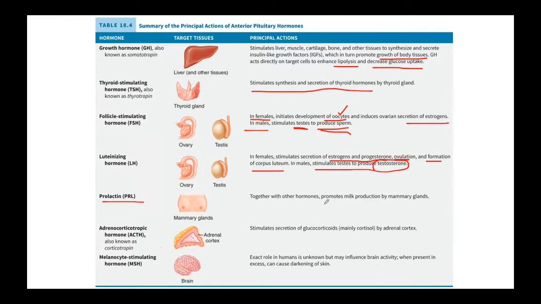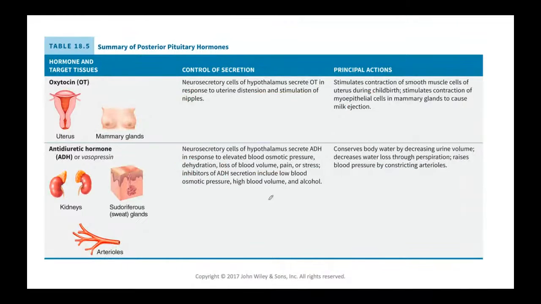We talked about prolactin, that's for promoting milk production in the mammary gland. Here's the adrenal gland. Here's the adrenal cortex. It's involved in producing glucocorticoids, mainly cortisol, cortisone, corticosterone. And in the inside is the adrenal medulla, and we'll talk about that in another short video. And then here's melanocyte stimulating hormone. They're not quite sure. They think it's involved in some brain activity. And when it's there in excess, it can cause the skin to darken.